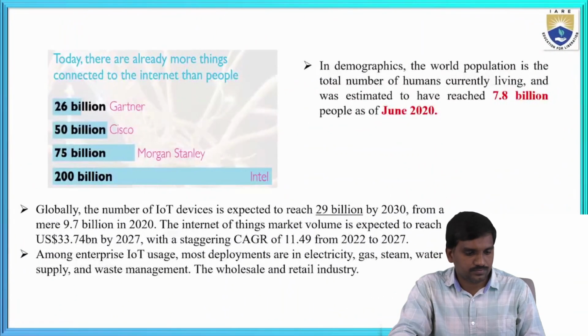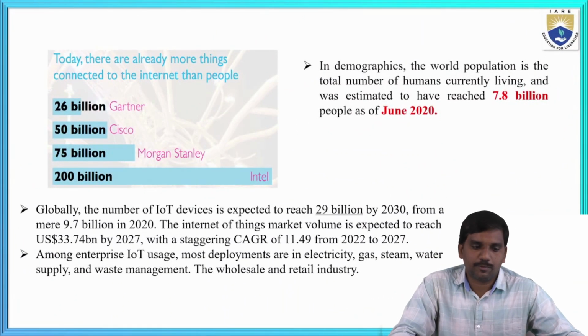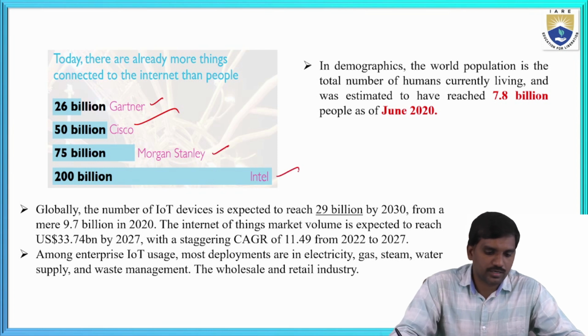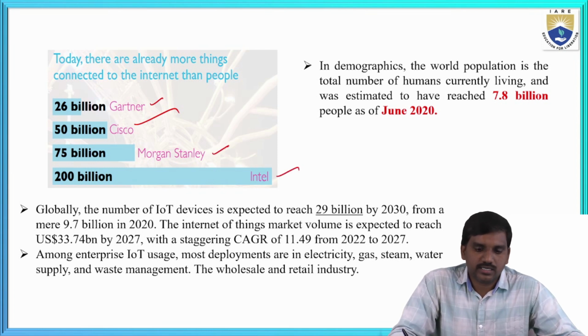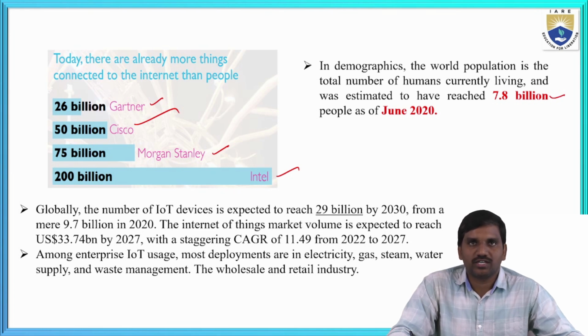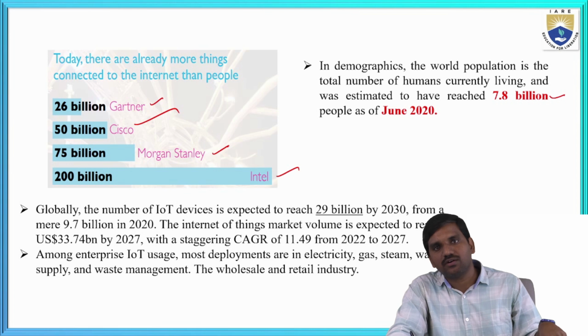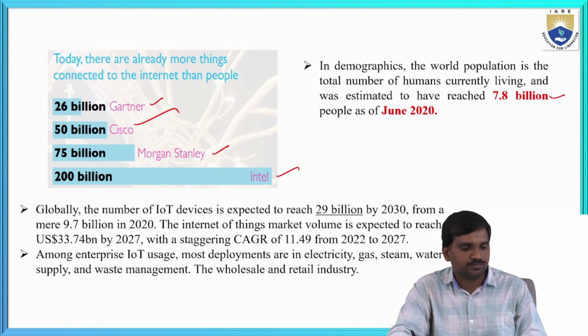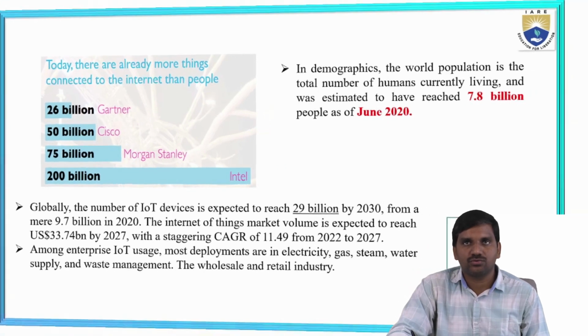The next one, by company: according to Gartner, 26 billion, Cisco 50 billion, Morgan Stanley 75 billion, and Intel 200 billion devices connected to the internet. In demographics, the world population is the total number of humans currently living and was estimated to have reached 7.8 billion people as of June 2020. The data is up to 2020 only. After that, we are not updating the data. So these are the number of devices connected to the internet.